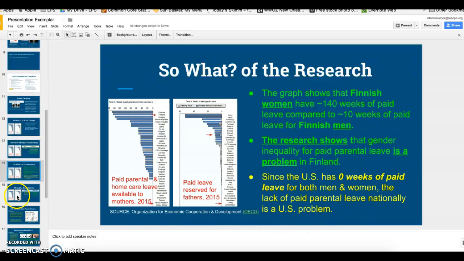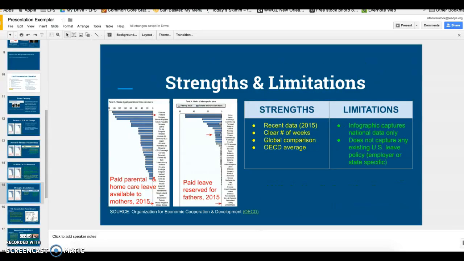The next step is the strengths and limitations, right? So again, of that one piece of research, that statistic or that anecdote, whatever it is, you are looking at what is strong about that information, right? What does it give you? What information does it provide? And what information does it not provide, right? What are you left wondering about?